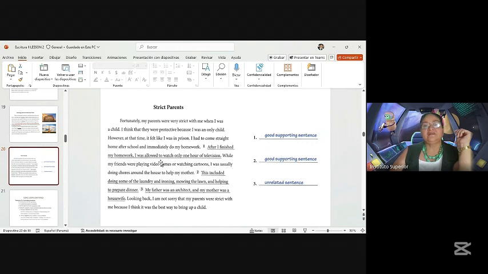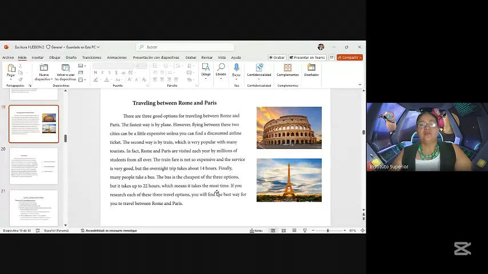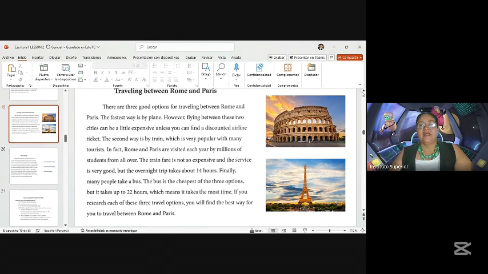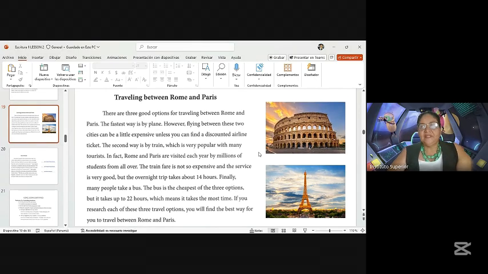Here we have an example of supporting sentences. Good supporting sentences. But there are supporting sentences that are unrelated. So we have another example that we are going to analyze, and you are going to tell me. Okay, traveling between Rome and Paris. We're going to do the same activity. Read carefully and analyze the topic sentence, the controlling idea, what is the topic, and if we have an unrelated sentence.